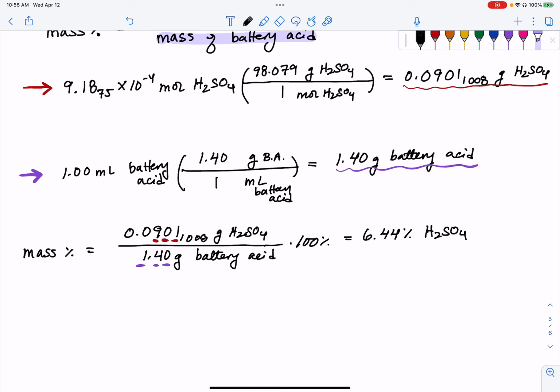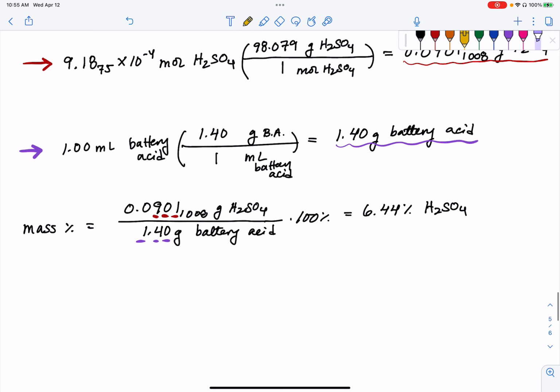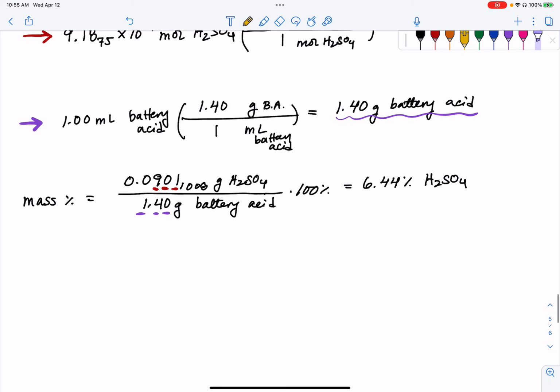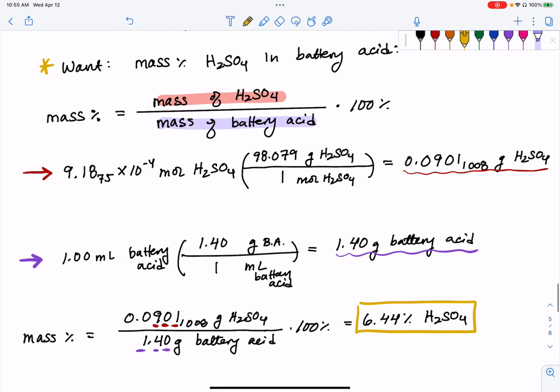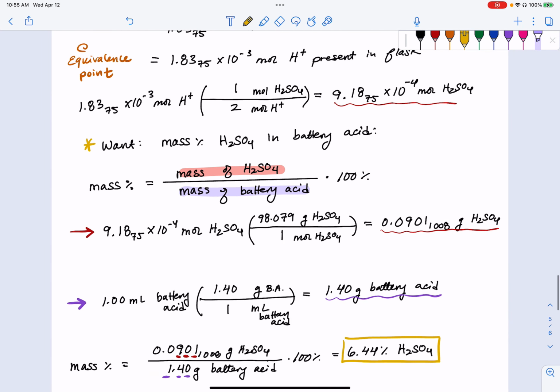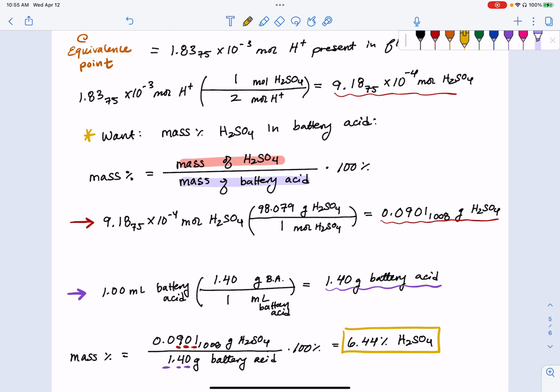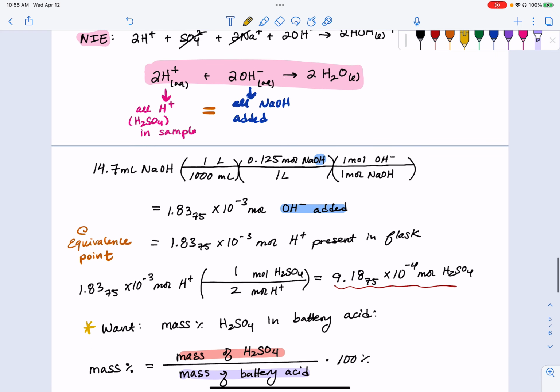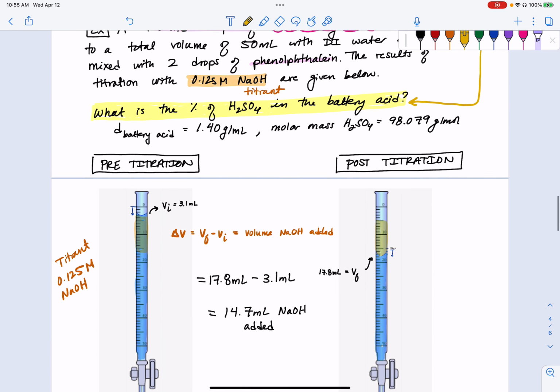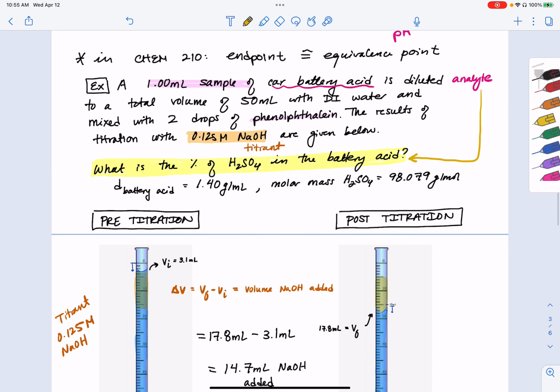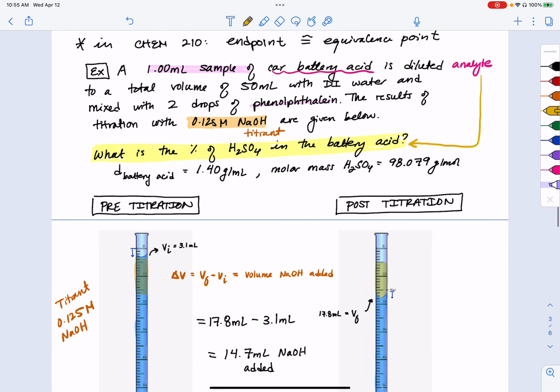This is actually rather dilute. Car battery acid, I believe, should be closer to 60% and not 6. So that's interesting. But yeah, this is what our experimental results tell us, that this is the mass percent of sulfuric acid in the car battery. Okay, this is almost exactly what's going to go on when you do your acetic acid titration. Same idea even with the mass percent, so this is a good example to review for practicing the calculations required for part 2 of our titration of vinegar lab.